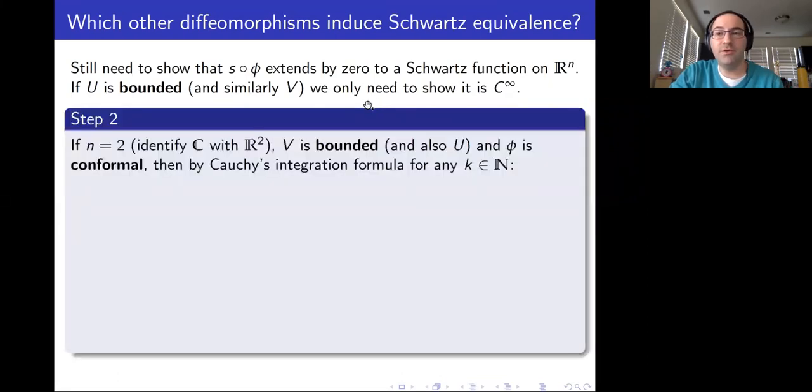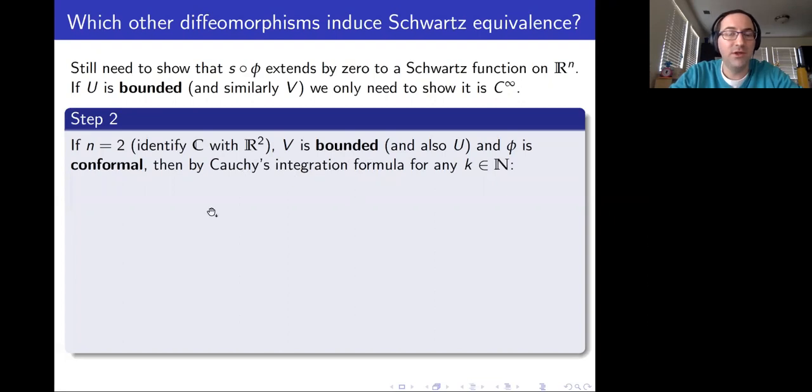Now let's go to complex analysis, and instead of R^2, I think of C. So this phi is a map from C to C now. And let's assume that V is bounded, and also U. And let's assume that our phi is a conformal map. So if phi is a conformal map, we have Cauchy's integration formula. And if you don't remember what it is, let's write it down, and you don't really need it, you just need the upshot.